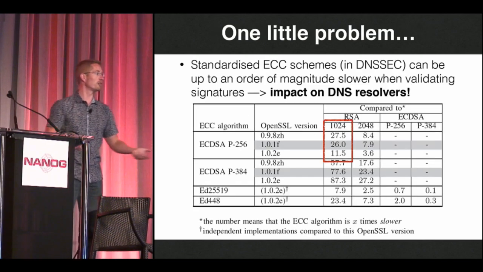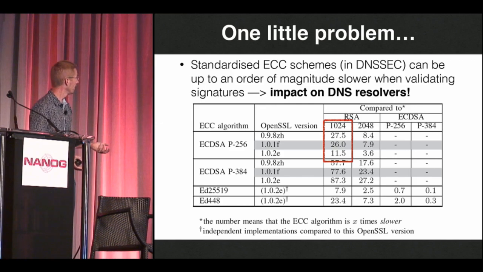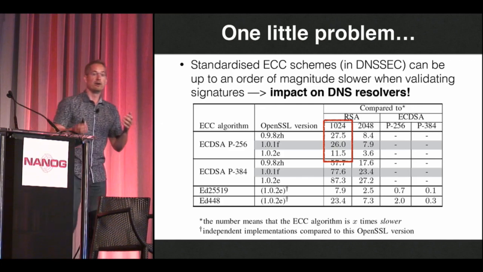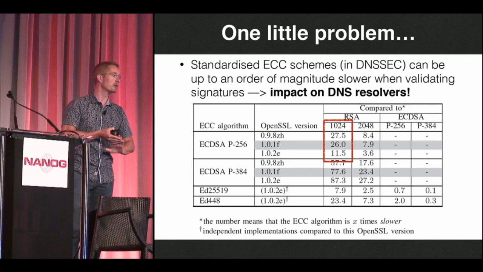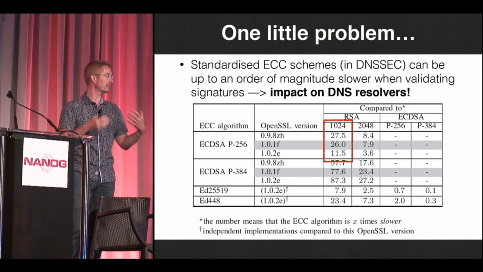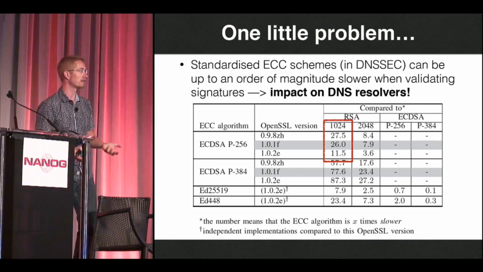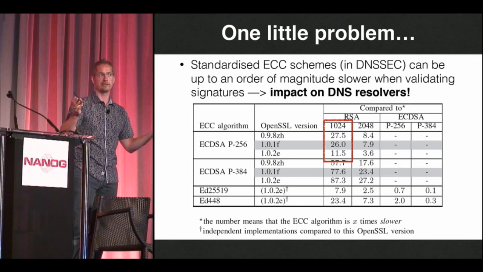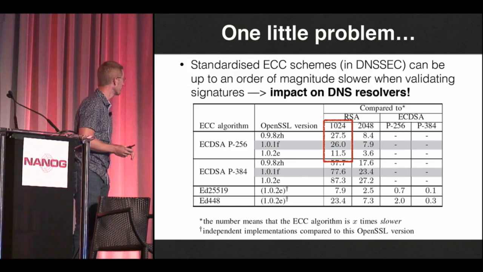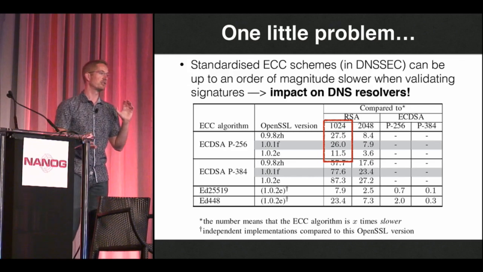And there is, of course, always one little problem. Unfortunately, the standardized ECC schemes in DNSSEC can be a lot slower when you validate the signatures. And this is actually something that they mention in the RFCs. They say there that validation of ECC signatures may be up to, I think they quote something like 5 times slower. And it's actually a lot worse than that.